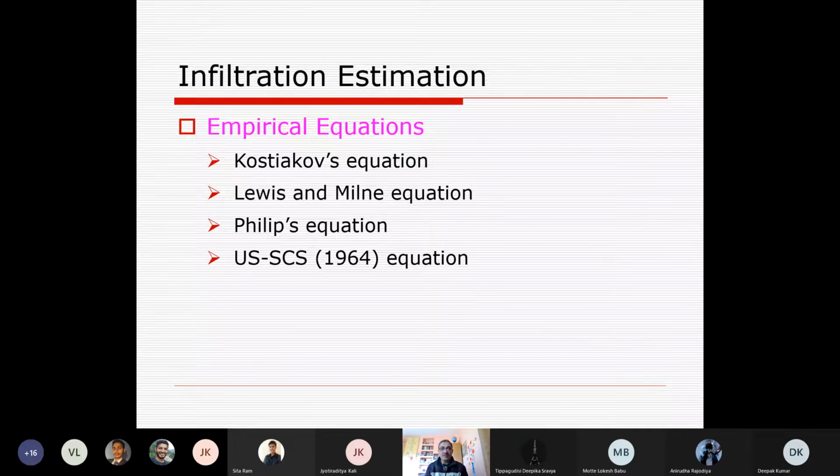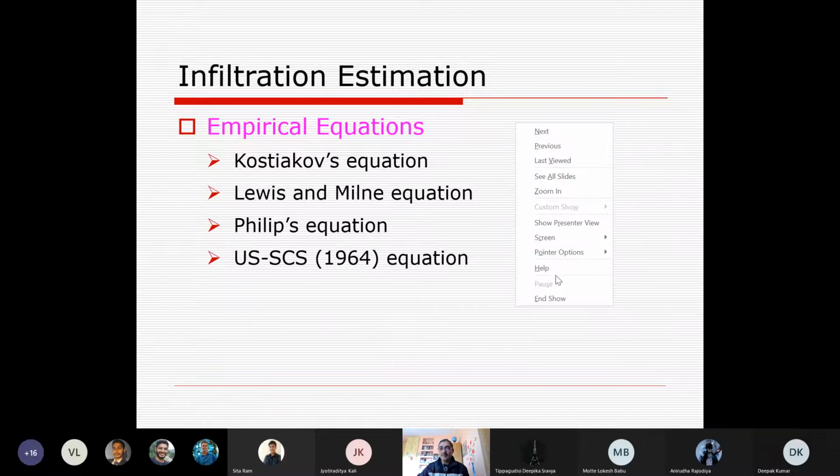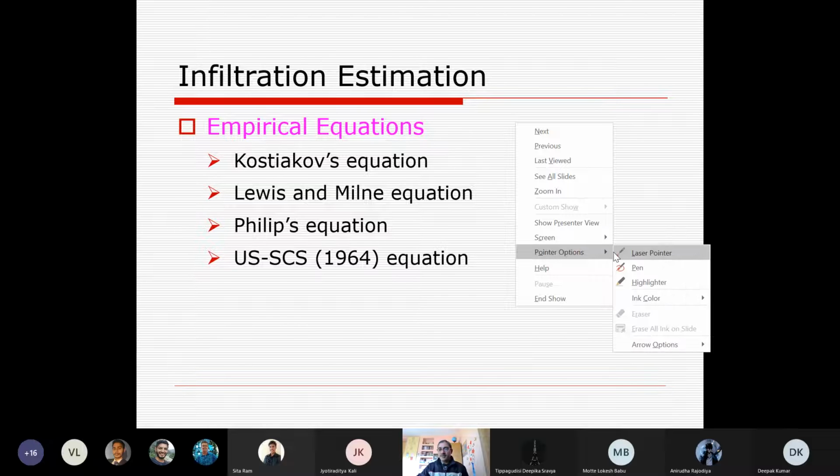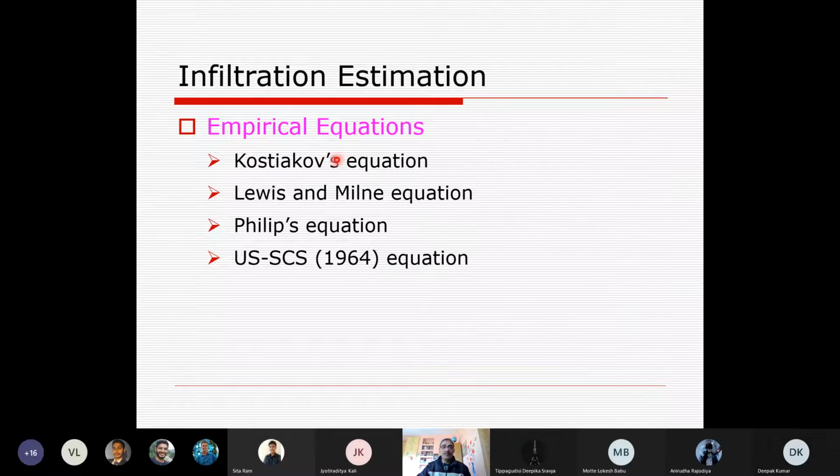Next are the empirical methods, or empirical equations, which are used to estimate infiltration. Remember, it is estimation. There are four equations to estimate infiltration empirically, and all four are empirical equations. Empirical means, anybody? From observations or experience. From a number of observations we develop a relationship. These observations have been done in different types of soils, varying from sand to clay, so all possible soils have been incorporated to develop these equations.